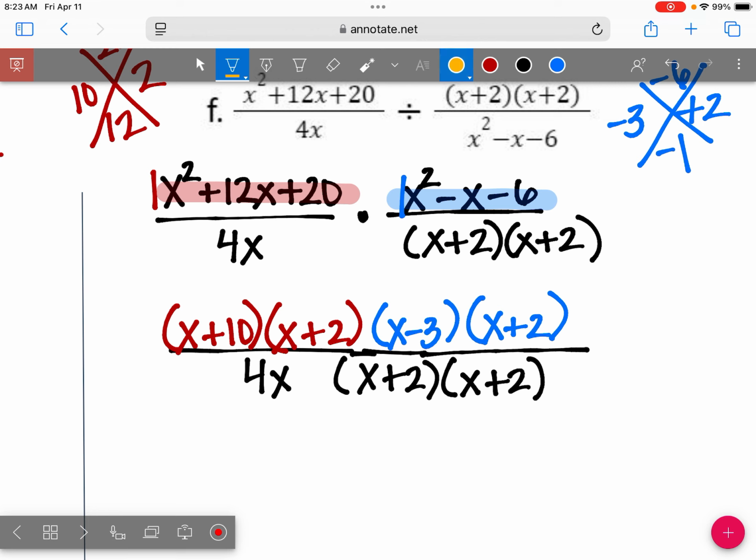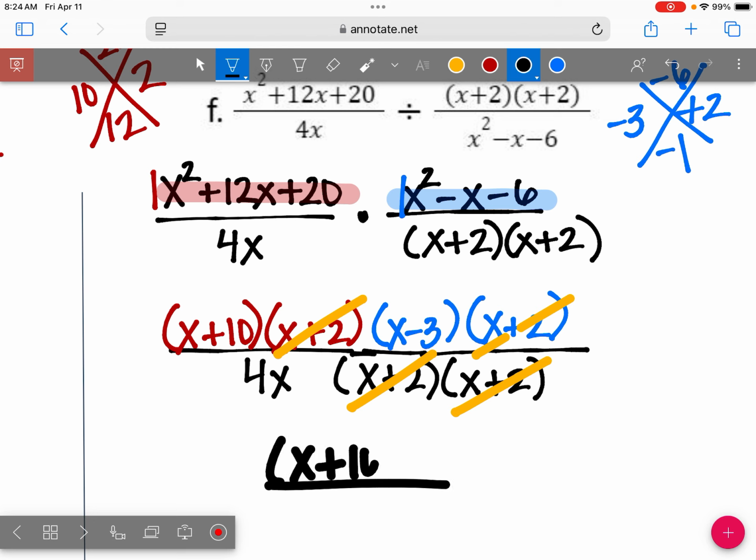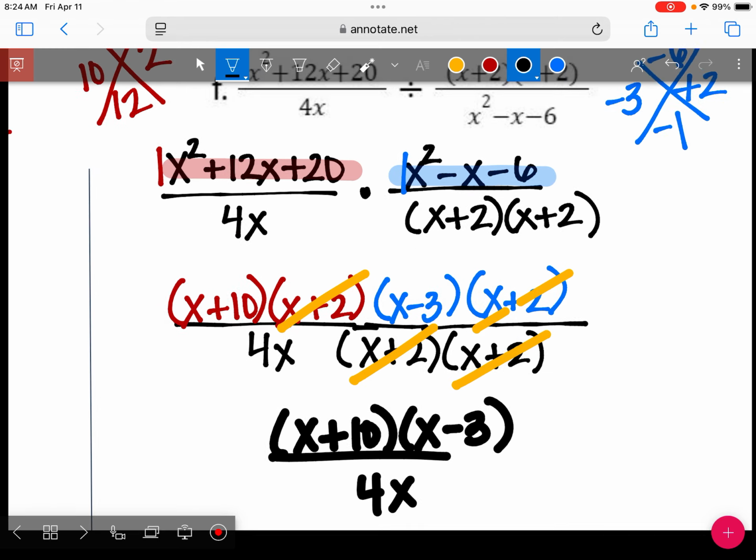So I heard an x + 2. Anything else? Another x + 2. Anything else? Okay. So my final answer in the top would be x + 10, x - 3, and then my denominator is 4x.